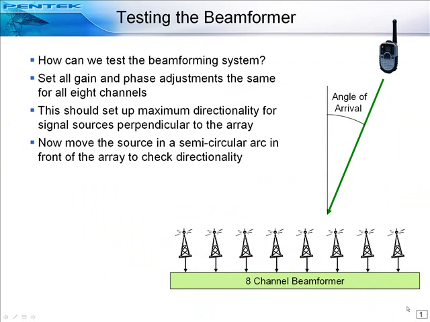So how can we test the beamforming system? If we set all gain and phase adjustments on all 8 channels to be the same, we are effectively steering the antenna to an angle of arrival of 0 degrees, or directly perpendicular to the plane of the array. Now we need to move a signal source in front of the array so that its angle of arrival varies from plus and minus 90 degrees from the perpendicular.